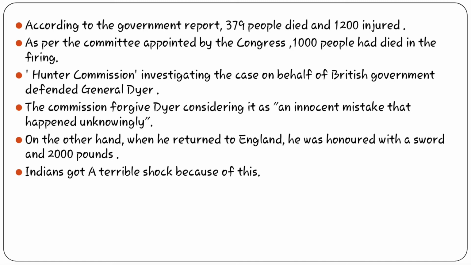The main aim of the commission was to defend General Dyer. उनका साइड उनको सेफ रखना था. The commission forgave Dyer considering it is an innocent mistake that happened unknowingly. देखो, it was an innocent mistake that happened unknowingly. ऐसा एक इतना बड़ा खतरनाक वो लोग ने किया, उसको innocent बोल सकता है, innocent act है, और सोचो वो unknowingly किया है. On the other hand, the British Indians, they never allowed General Dyer to continue in India. And the British government sent General Dyer back to England.